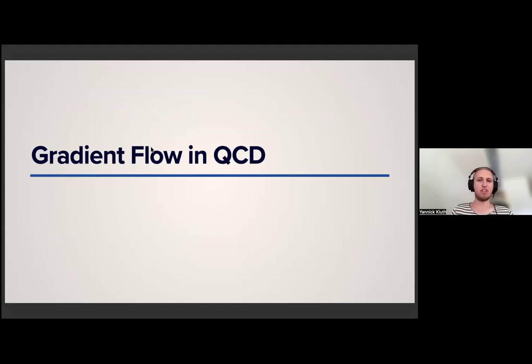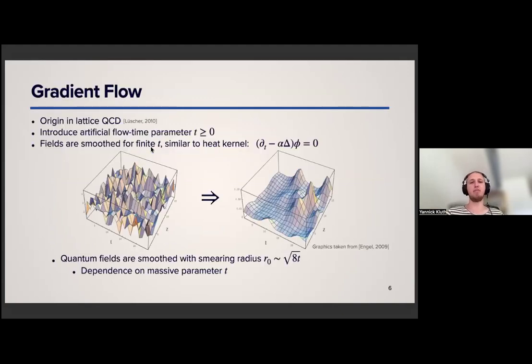But before I get to that, I would like to explain a bit of the foundations of this, which come from the gradient flow approach in QCD. I just want to give you a brief overview of what we know there. The idea of the gradient flow in QCD, at least in the way that I'm going to talk about it here, was introduced about a decade ago by Martin Lüscher in the context of lattice QCD. The basic idea is that we introduce some artificial flow time parameter t, which is greater than or equal to 0.